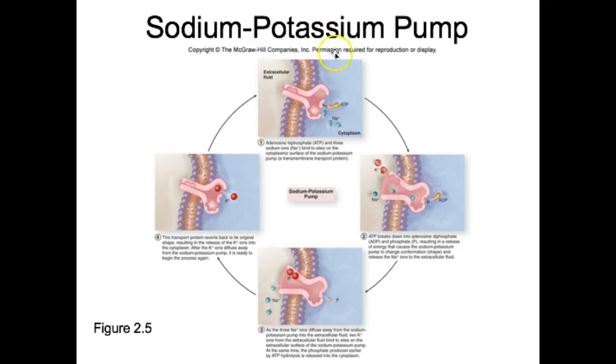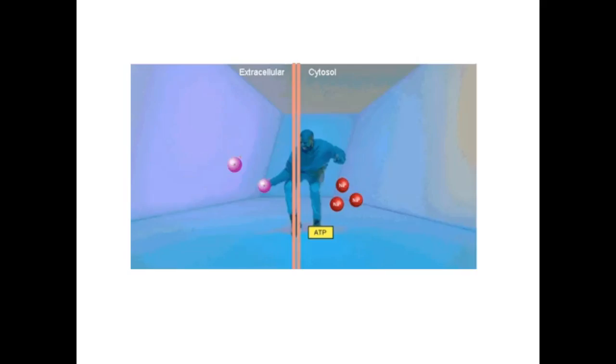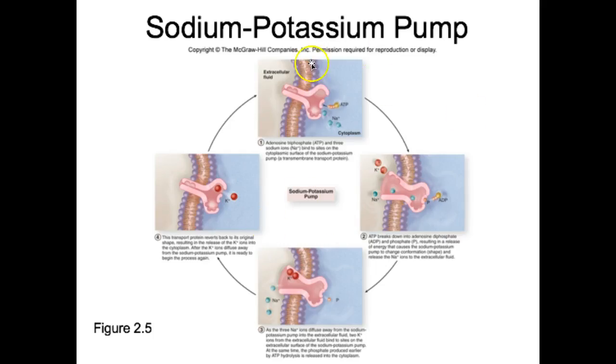This is poorly illustrated for this. This is the cytoplasm side. This is the extracellular fluid side. Two potassium in, three sodium out, one ATP. My apologies for saying that wrong before. So the ATP binds, the sodium is expelled out of the cell, the potassium binds on the outside and is moved inside the cell. The whole process requires one ATP.